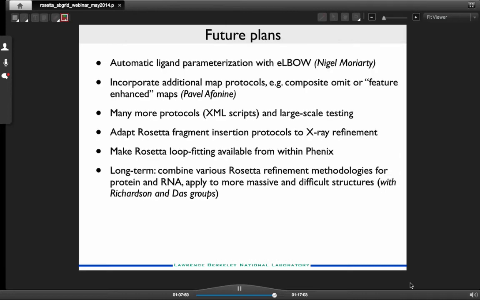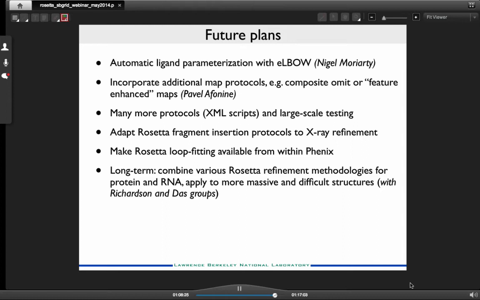So I mentioned we'll try to make the ligand parameterization as automatic as possible. We have most of the tools for that in Phenix, thanks to Nigel. There's a lot we can do to improve the map quality, and that's something Pavel has put a lot of work into. So making these maps available to Rosetta instead of the default 2FO-FC map will probably improve the performance of refinement, especially for core structures.